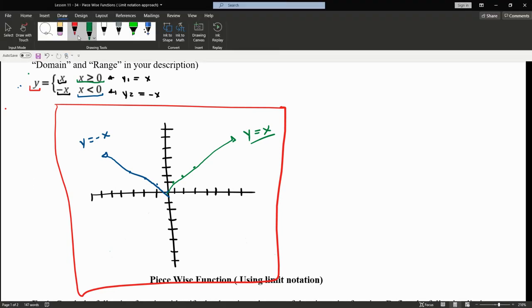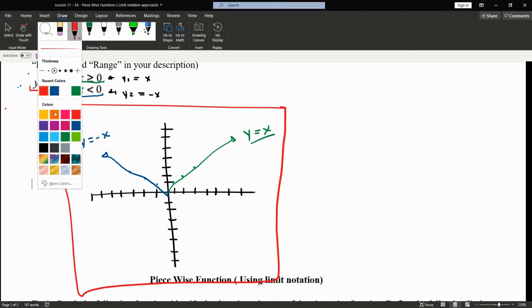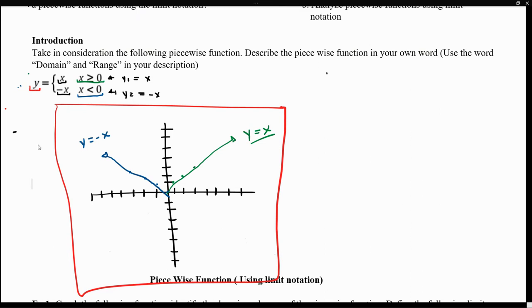And now let's just describe this function. We seem to have a V shape, which is kind of like the graph of an absolute value. If we had graphed the absolute value of x, we would have got this same shape.